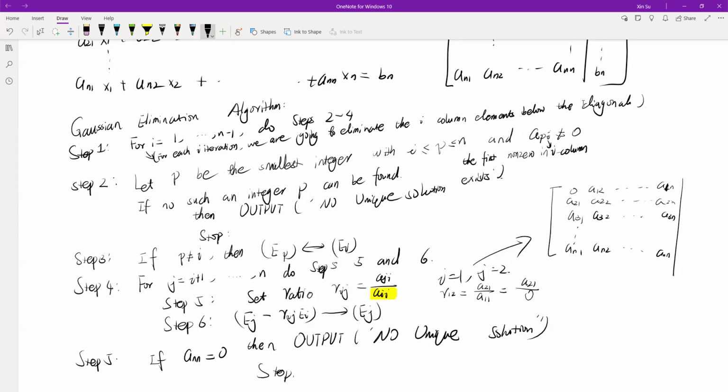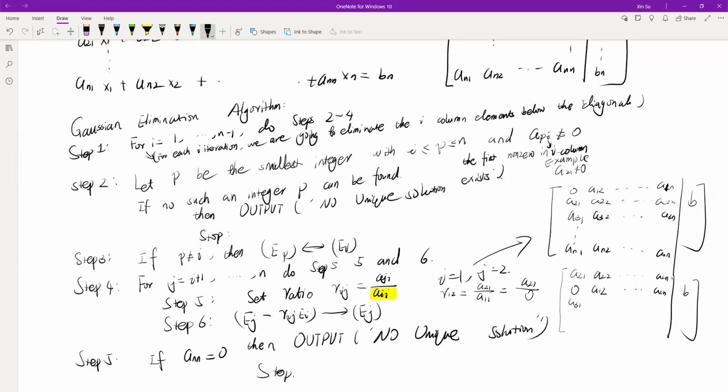This is what we did here for step 2 and step 3. We are going to find the first non-zero item, and let's say A21 does not equal 0 for this example. We are going to exchange row 1 and row 2, and this is our new matrix, though the index is a little confusing, with the B vector here on the right-hand side.